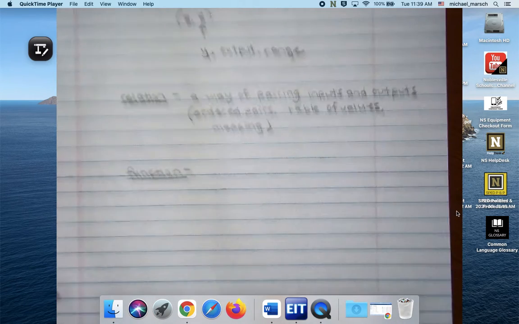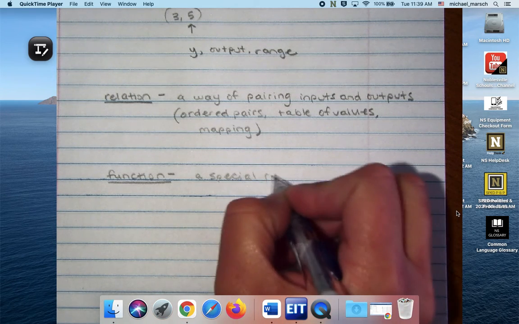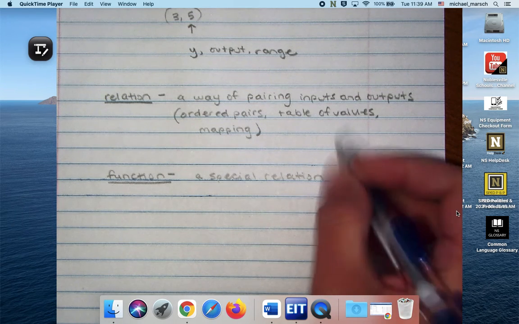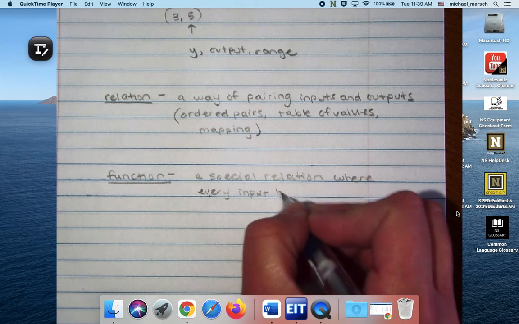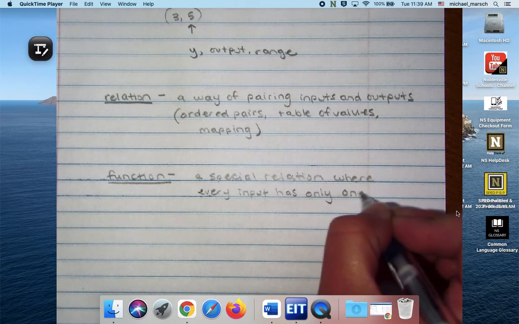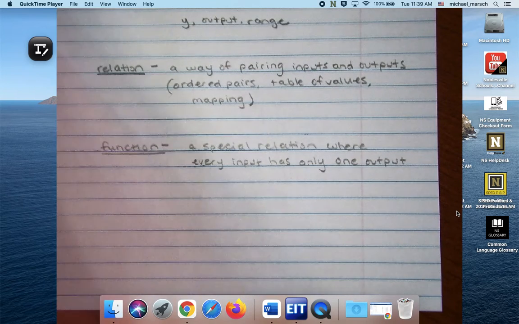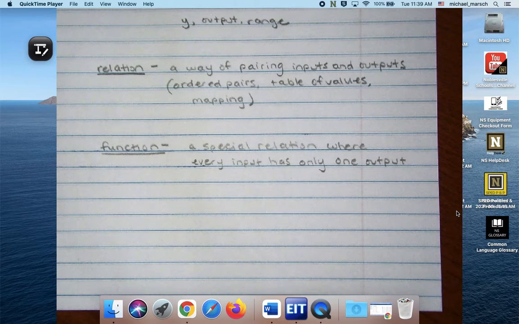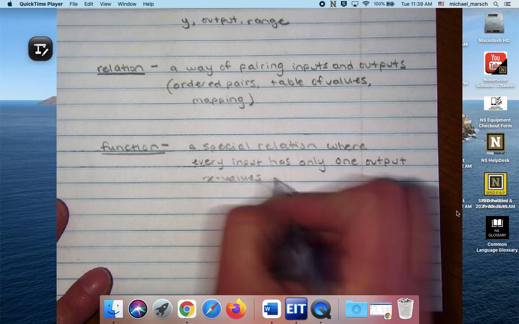And then we come to the word function, which is a special relation where every input has only one output. Which seems like, well, yeah, every input has an output. But the catch is that you can't have inputs that repeat. We'll do examples in a second, but the inputs have to be one value for each input. They cannot repeat. So a really easy way to remember that is the x values cannot repeat.